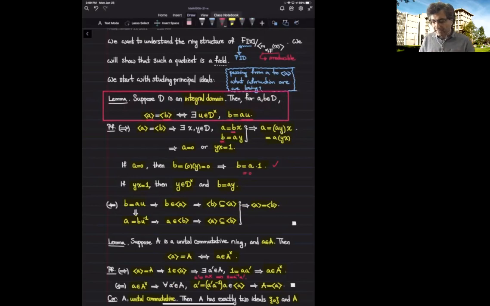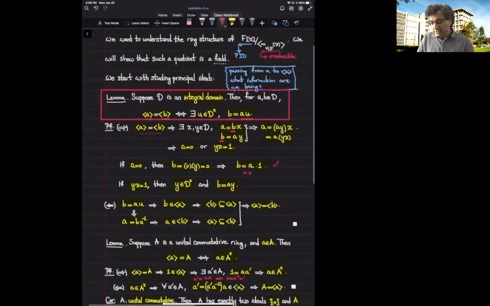Let's go from left to right. Assume that the ideal generated by A is the same as the ideal generated by B. That means A is a multiple of B and B is a multiple of A. Now I can substitute this B over here, and instead of writing B, I write AY times X, and I use associativity, and I get that A is A times Y times X. Now, because D is an integral domain, which is the crucial assumption, we can deduce that either A is zero or YX is one.